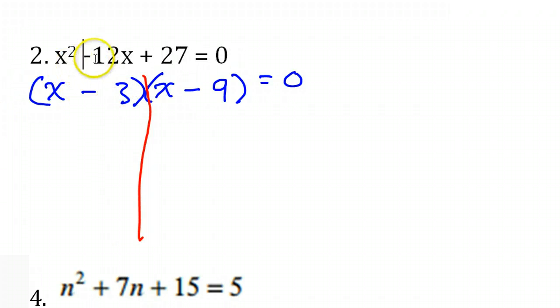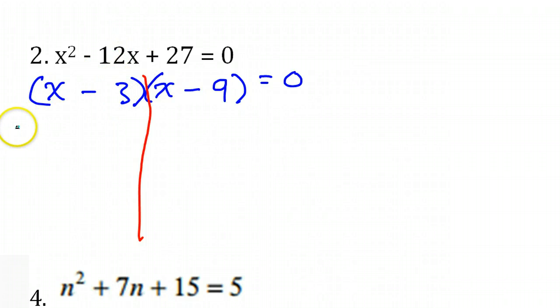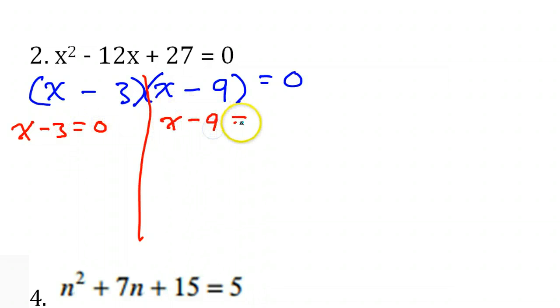Alright, never put plus minus, guys. Plus a negative number is just subtraction, so just do that. Anyway, so we need to set these factors equal to 0. So x minus 3 equals 0, x minus 9 equals 0. We're going to get 2 solutions out of this.